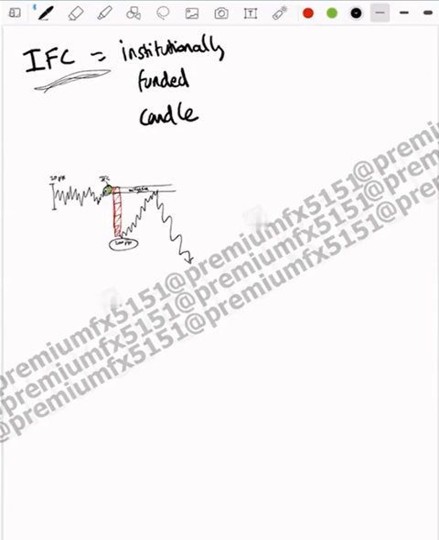Yeah, an FU is a bit different to an IFC because it takes out liquidity. An FU is different to an IFC, but it is a more likely institutionally funded candle because of the 3 M's: means, motive, and mindset.